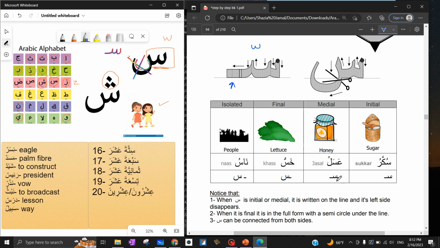So now what happens when seen is in the middle? When seen is in the middle, this side also has a tail in order to join from both sides. And the W of seen is in between. On both sides they have a little tail to join with the letters. So in this case it is asal. Asal means honey. So ain is the first letter and seen is in between. So it has a small tail with ain and a small tail with lam. So you can see how seen is written when it is in between, with a small tail here and a small tail here.